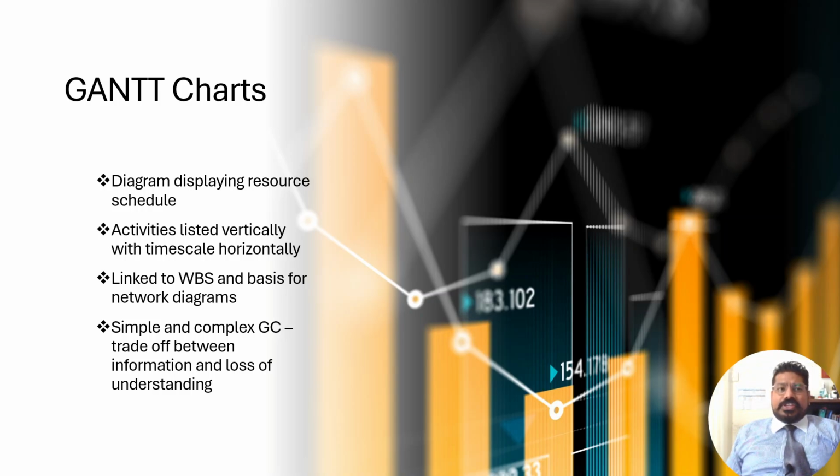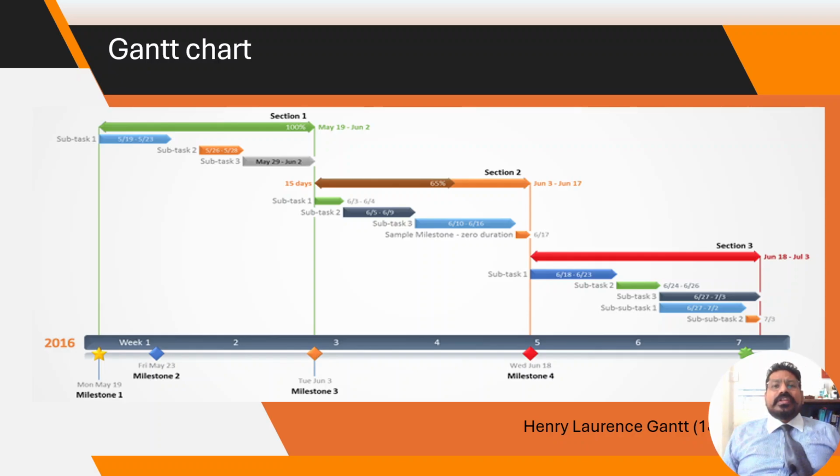Diagram displaying resource schedule. Activities listed vertically with time scale horizontally. Linked to WBS and basis for network diagrams. Simple and complex Gantt chart, there is a trade-off between information and loss of understanding. This is how a normal Gantt chart looks. You have section 1, subtask 1, subtask 2, subtask 3. You start at 2016, week 1, 2, 3, 4, 5, 6, 7. Then you have section 2. These are milestones shown in triangles or hexagons, diamond shapes, and these are other milestones.